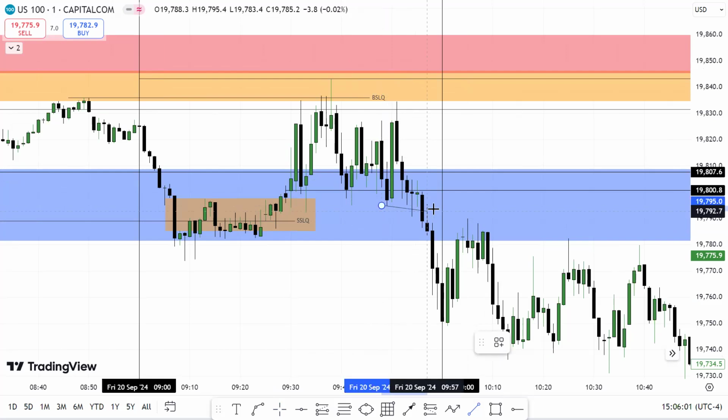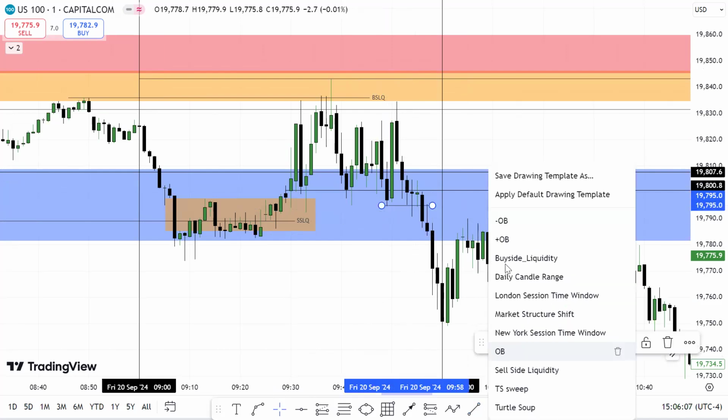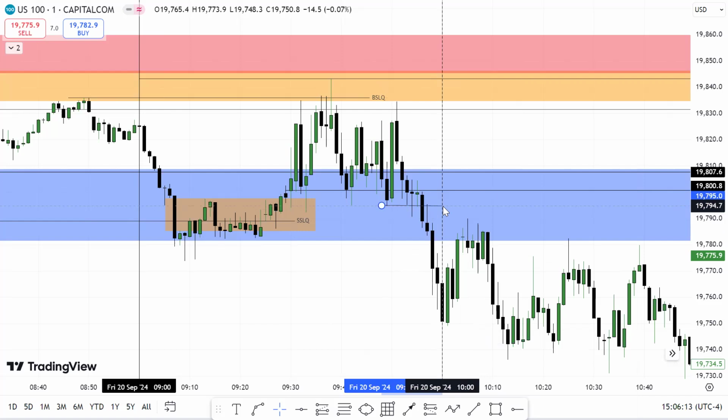So originally, this would have been a bullish order block, but since price has broken through it, it becomes a breaker. So this is a breaker. Let me just write it.